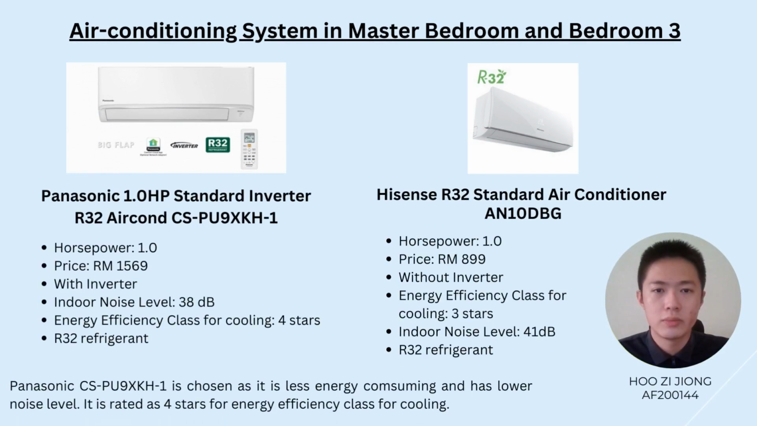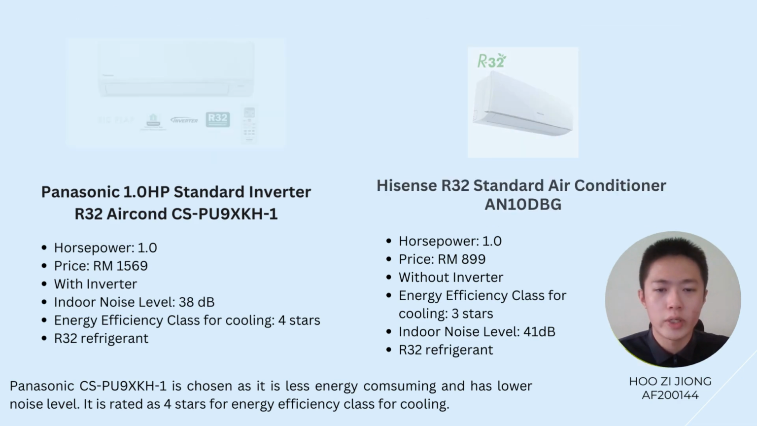Air conditioning system in the master bedroom and bedroom 3. Panasonic 1.0 HP Standard Inverter R32 Aircon and Hisense R32 Standard Air Conditioner are proposed. After taking all the criteria into consideration, Panasonic CS-PU9XKH-1 is chosen as it is less energy consuming and has a lower noise level. It is rated as 4-star for energy efficiency class for cooling.